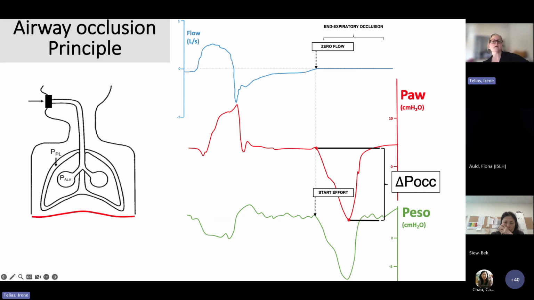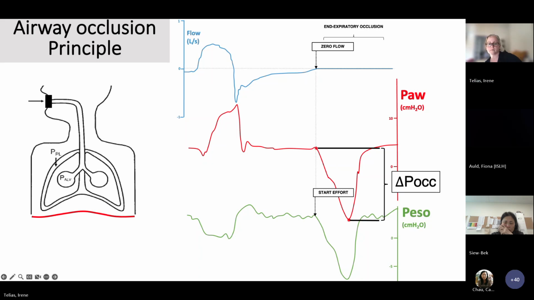Important, this is tidal breathing, and we don't need to tell the patient to do a maximum effort. We don't need to let the patient know that we're doing the occlusion. This has to go unnoticed in order for this maneuver to be a true reflection of what's happening during tidal breathing.